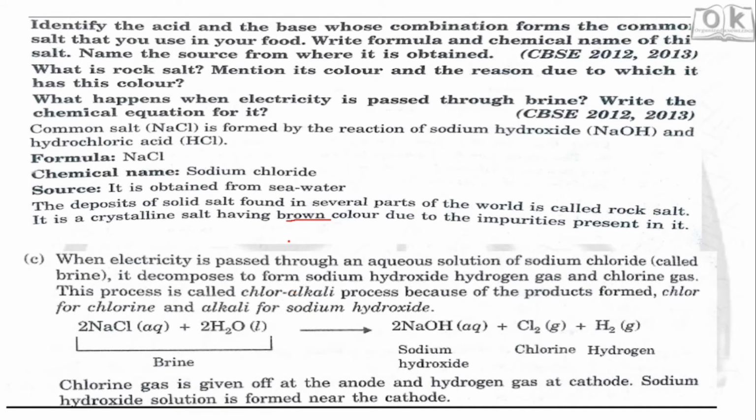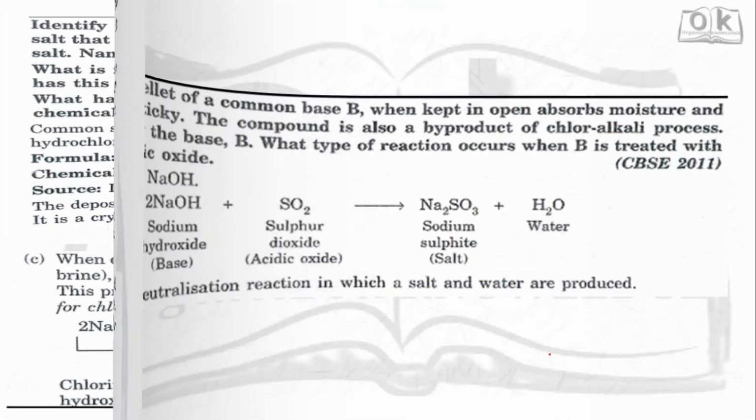And what happens when electricity is passed through brine? Write the chemical equation. Again, you all know that when electricity is passed through this brine solution, there will be the formation of caustic soda, chlorine gas and hydrogen gas. Hydrogen gas will collect at the cathode and chlorine gas will collect at the anode.